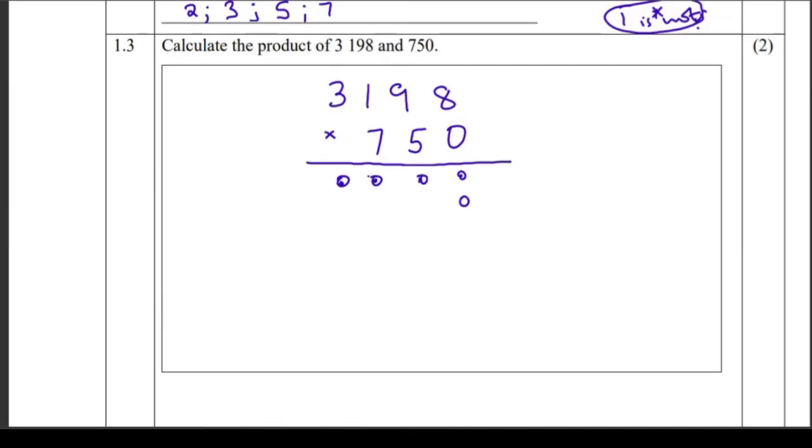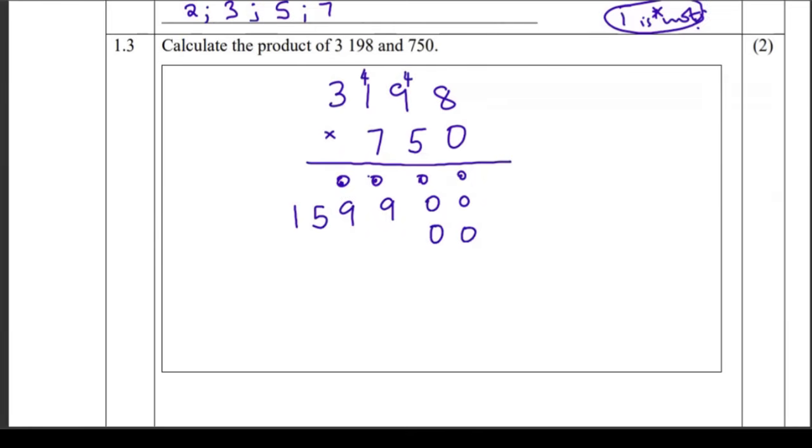Then I start with 5. 5 times 8 is 40. So I write the 0, I carry the 4. 5 times 9 is 45, plus 4 gives me 49. I'll write the 9, and then carry the 4. And then 1 times 5 is 5, plus 4 is a 9. And then 5 times 3 is going to be 15. So I'll write the 15 the way it is. Then I'll indicate 2 zeros again under the last 2 digits as placeholders.